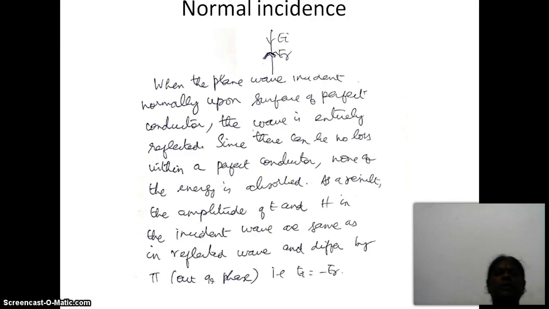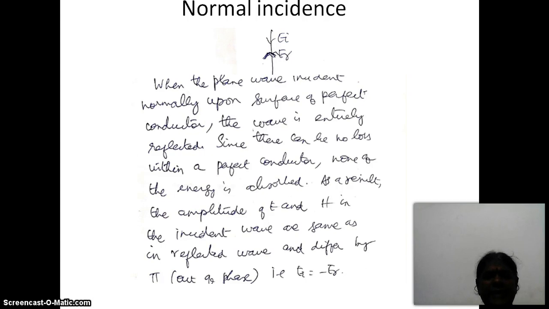Now let us consider normal incidence on a perfect conductor. In a perfect conductor, there is no absorption of energy, so all the wave is reflected. When the plane wave is incident normally upon the surface of a perfect conductor, the wave is entirely reflected. If it were a dielectric, there would be some absorption, but in the case of a conductor, the wave is entirely reflected. There is no loss within a perfect conductor; none of the energy is absorbed.